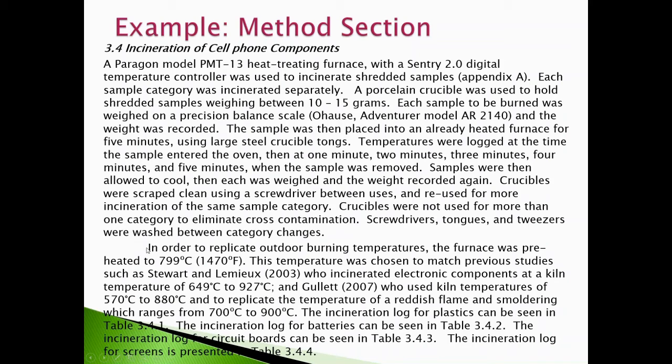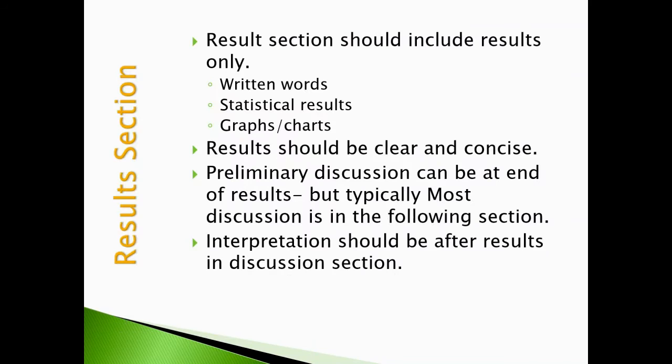We can see in the second paragraph that in order to replicate outdoor burning temperatures, the furnace was preheated to 799 degrees. This temperature was chosen to match previous studies, such as Stewart and Lemieux, who incinerated... So again, we're talking about why we chose that. We're talking about exactly what we did, why we did it, and who did it before. Feel free to pause and read this on your own, but I'll go ahead and move forward. This is a good example of a method section.